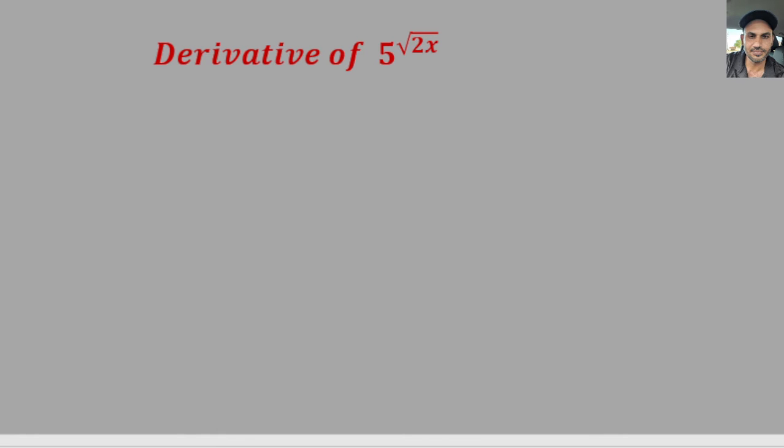Hello everyone, in this video I'm going to take the derivative of the exponential function 5 to the square root of 2x. So let's go ahead and work on this problem. We have this function, I'm going to write it down. y equals 5 raised to the square root of 2x. Okay, so 5 is the base of this function and the square root of 2x is the exponent.